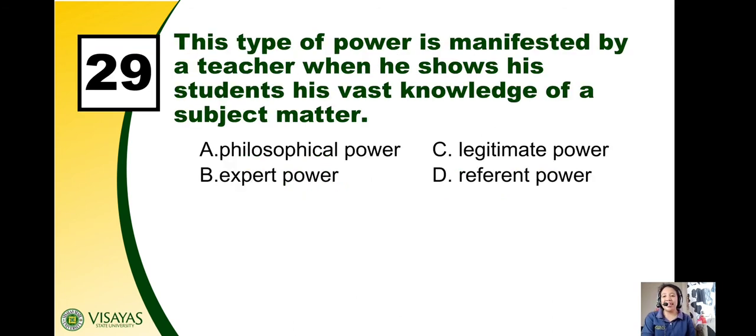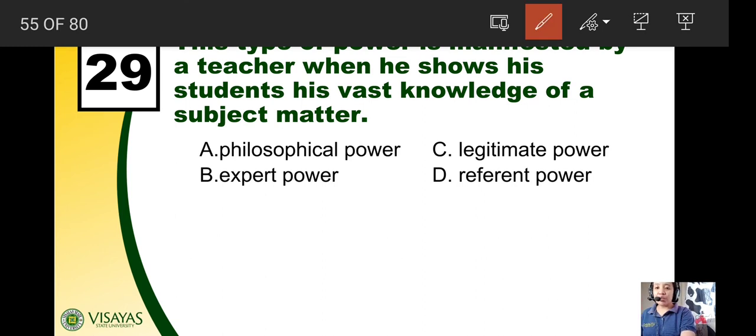Alright, number 29 na tayo. So 29. This type of power is manifested by a teacher when he shows his students his vast knowledge of a subject matter. A. Philosophical power. B. Expert. C. Legitimate. D. Referent power. Again, manifested when a teacher shows vast knowledge. Ito yung clue word natin. Vast knowledge of the subject matter.